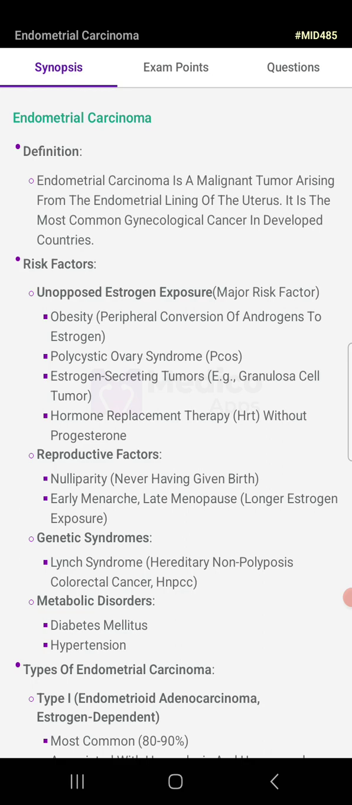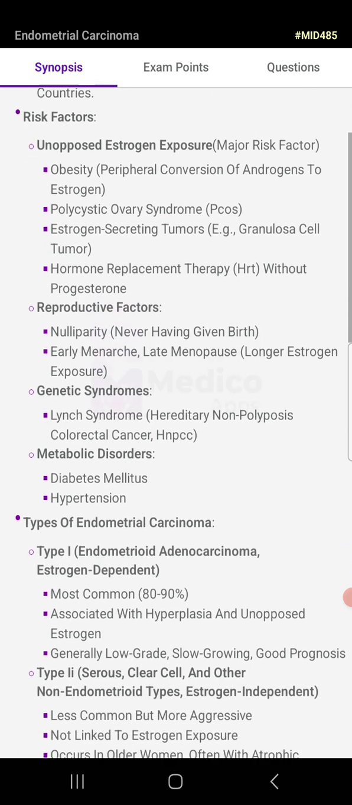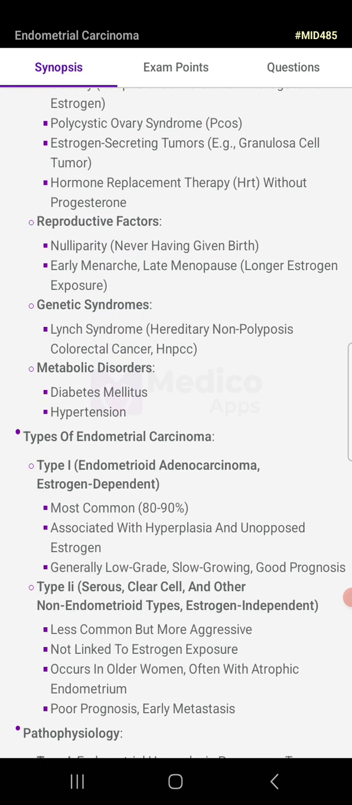Obesity, peripheral conversion of the androgen to the estrogen, polycystic ovary disease, estrogen secreting tumors like granulosa cell tumor, hormone replacement therapy without the progesterone. Reproductive factors like nulliparity, never having given birth, early menarche, late menopause, longer estrogen exposure. Genetic disorders like Lynch syndrome, hereditary non-polyposis colorectal cancer, and metabolic disorders like diabetes mellitus and hypertension.